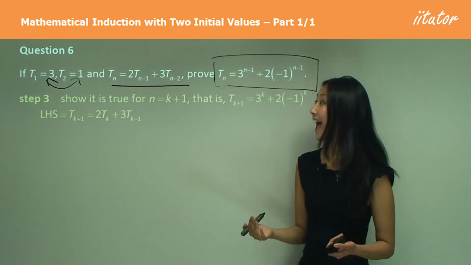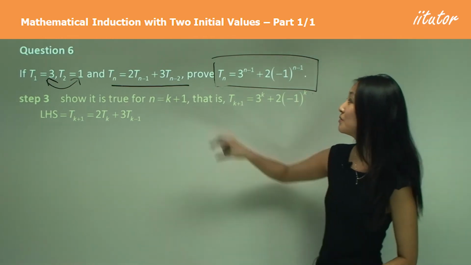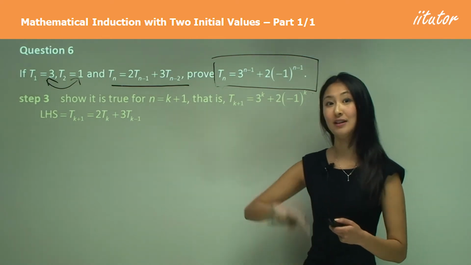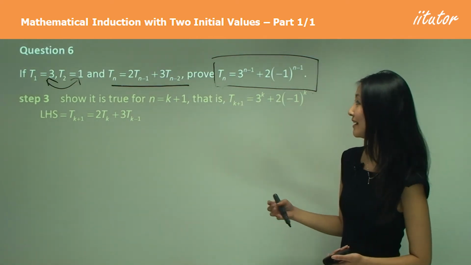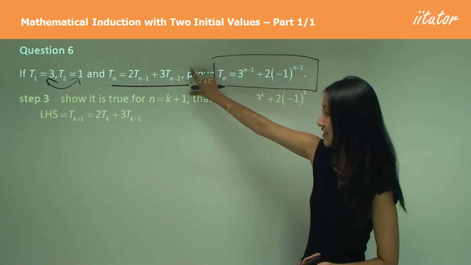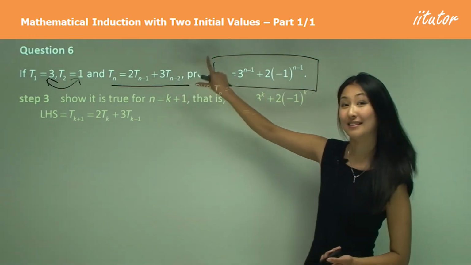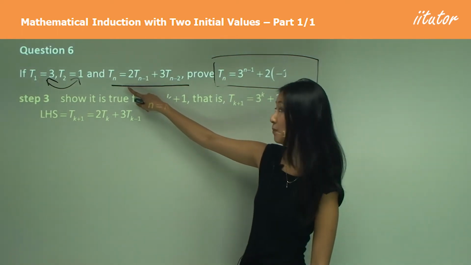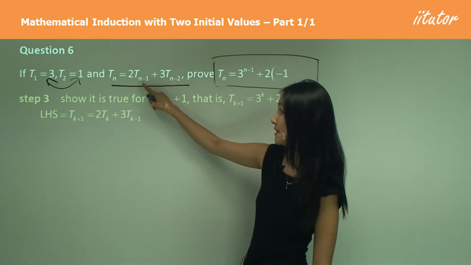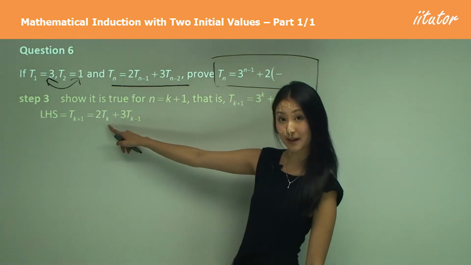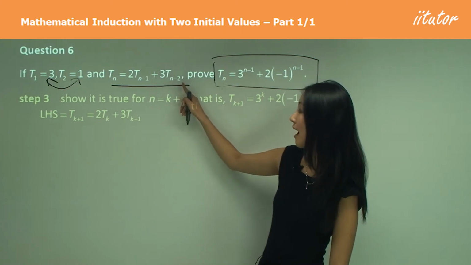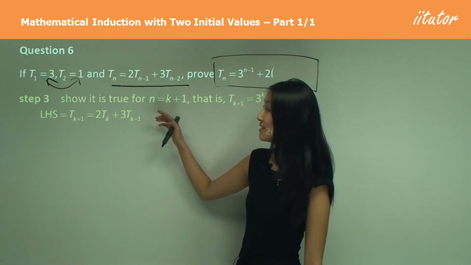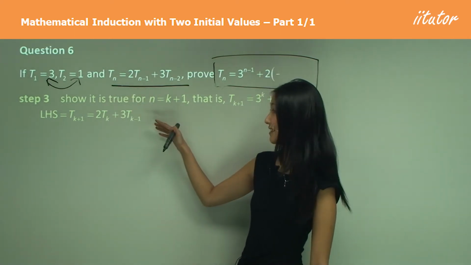And now we use this extra information here. Remember how in the previous question, we used that information to form the equation into which we substitute the assumptions. That's exactly what we're doing here as well. So we're using this information here, and we know this is true because it's told to us. So we can say that tk plus 1 equals 2 times tk, since k plus 1 minus 1 just gives me k, plus 3 times, and we have k plus 1 minus 2, which gives me k minus 1. So I know the left-hand side does equal this.